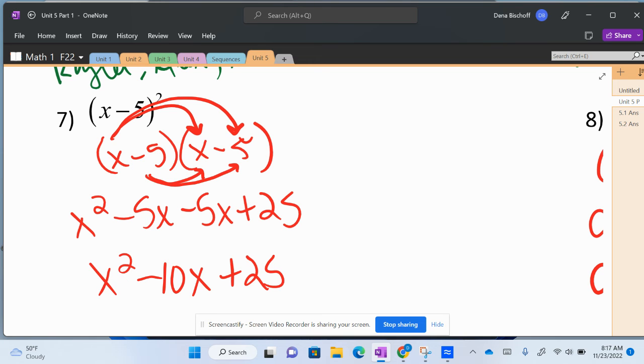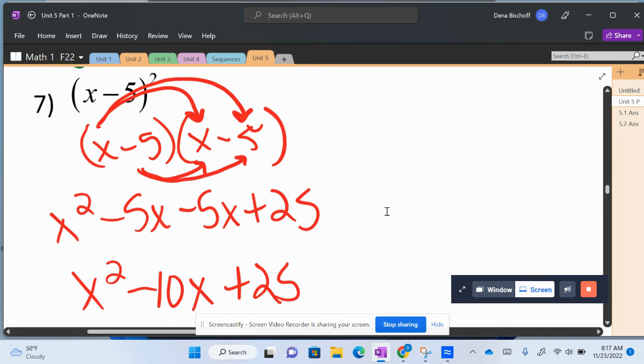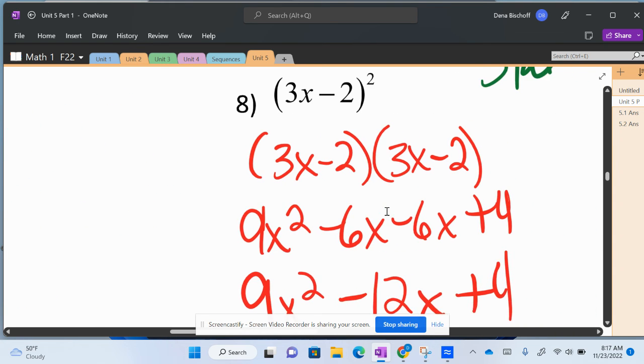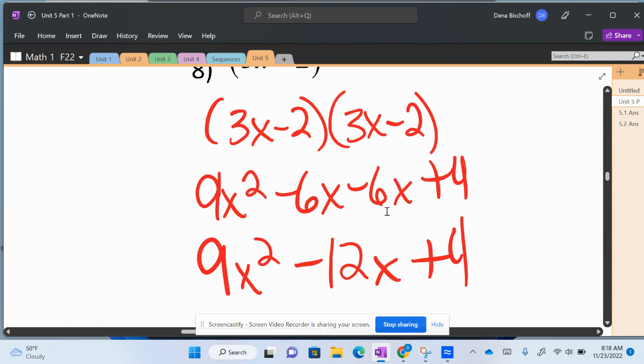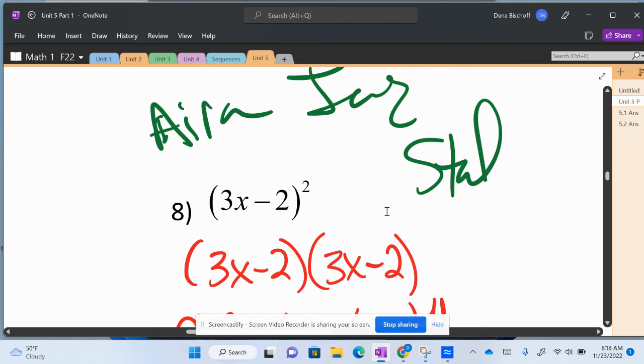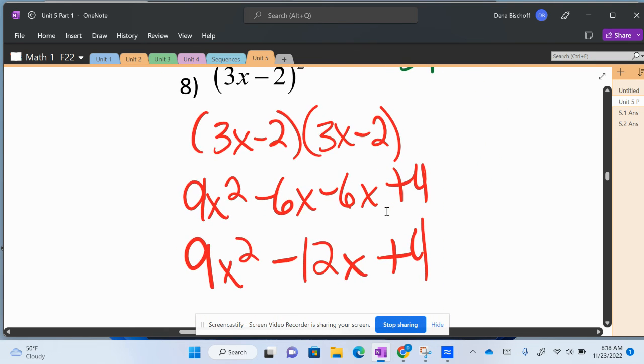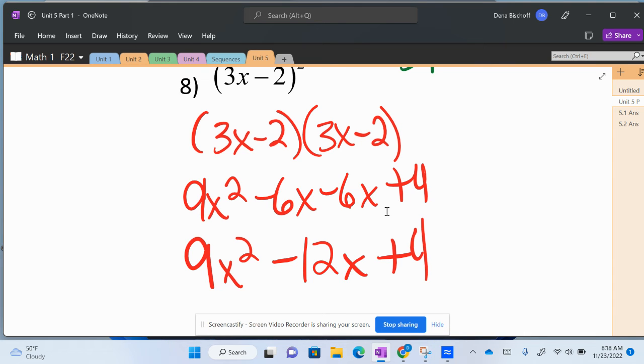So having said that, number 8, my number 8 kiddos, did you all repeat the multiplication or did you square the terms on the inside? How did you write that? Ava, Jasmine, Staley. You just squared it? Okay. What'd you get? 9x squared plus 4. Jasmine, is that what you got? Staley, is that what you also got? Okay. So I'm going to show you again.